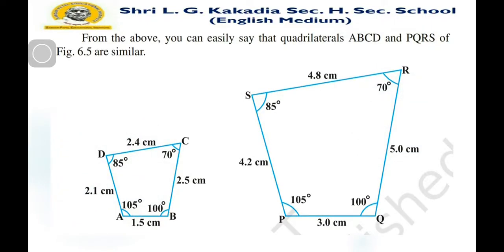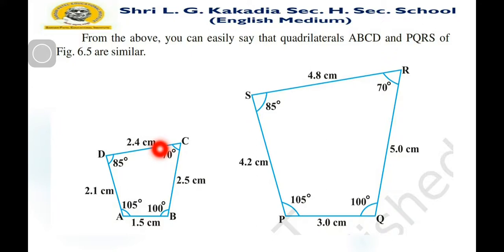Now let's consider one more example. From the above, you can easily say that the quadrilaterals ABCD and PQRS of the figure are similar. You can see that angle A corresponding to P, both are equal. B is corresponding to Q, both are equal. C is corresponding to R, both are equal. And D is corresponding to S, both are equal. So here the two figures have the same angles.